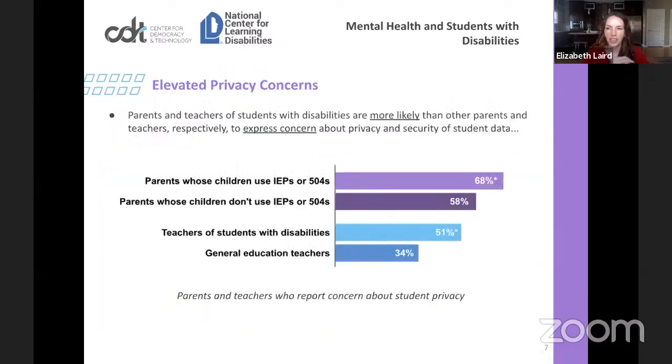Okay, so without further ado, I have sort of scooped myself, but that's okay. I want to start with what we saw in terms of elevated privacy concerns, which I alluded to earlier. We saw that parents and teachers of students with disabilities are statistically more likely than other parents to express general concerns about the privacy and security of student data. You can see those numbers here: in both cases of parents and teachers, they are more concerned about privacy generally. So this is not just specific to student activity monitoring, but coming into this conversation, are you concerned about this? Both of those groups are more concerned than their peers.